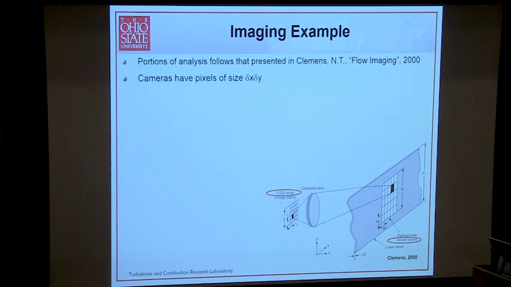Okay, let's say we have a camera. Here's our camera sensor, here's our lens, and this is a portion of a field of view, right? So the laser is going in, and this is what we're trying to transfer that information onto our camera sensor.